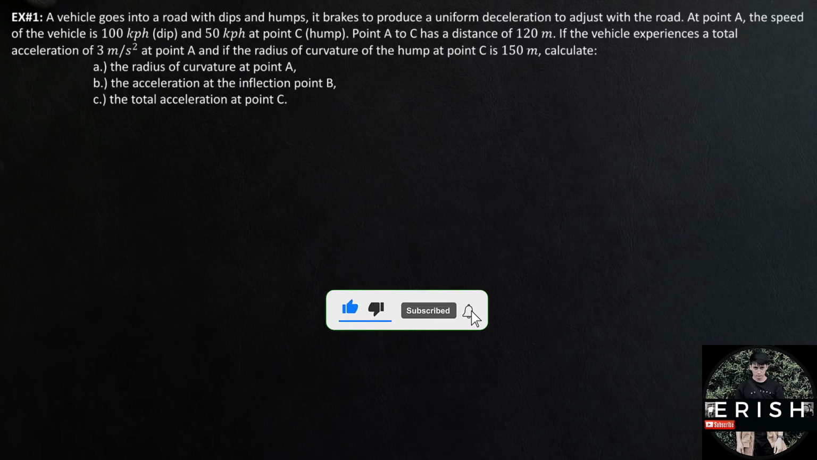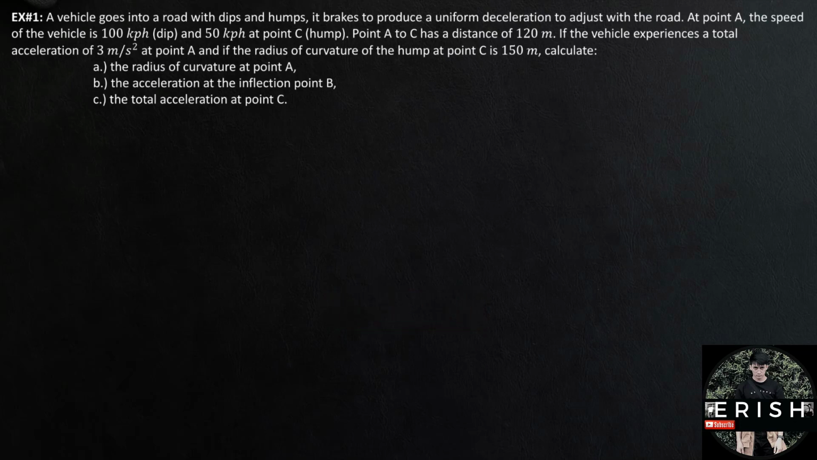Yung point C natin, yun yung hump. Point A to C has a distance of 120 meters. If the vehicle experiences a total acceleration of 3 meters per second square at point A, and if the radius of curvature of the hump at point C is 150 meters, calculate letter A, the radius of curvature at point A. Letter B, the acceleration of the inflection point B. Letter C, the total acceleration at point C.